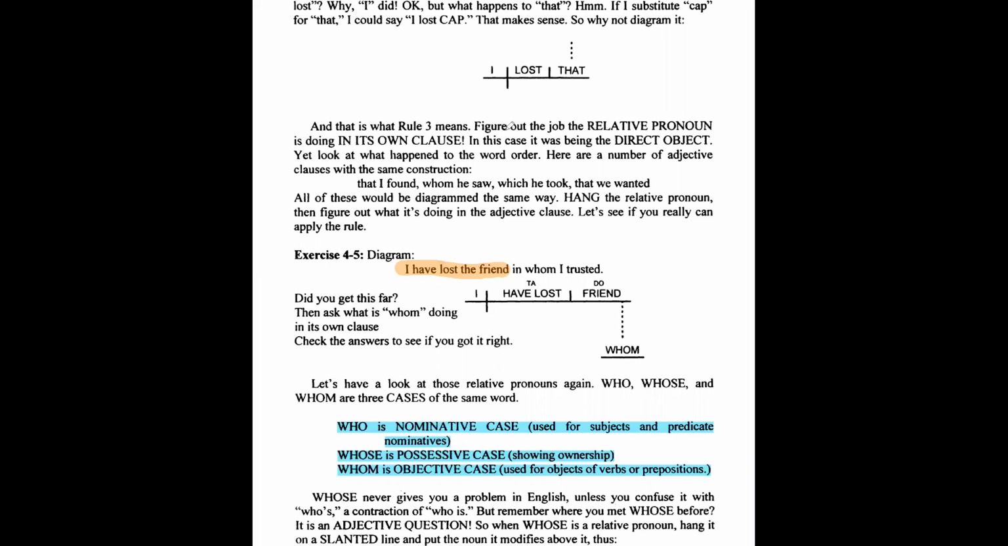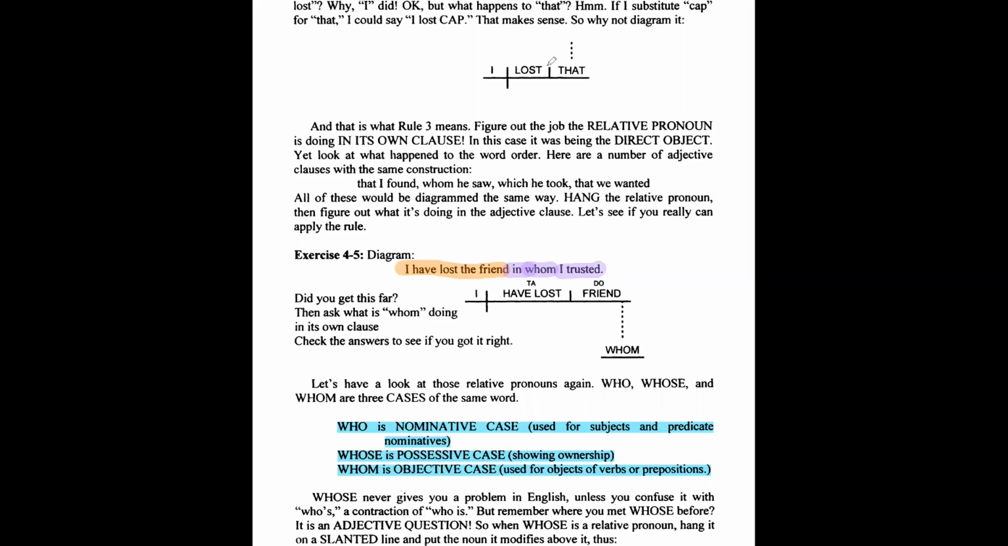Where is the relative pronoun? Whom. Whom I trusted. Okay, then what's the in doing? Right? That's a question that we have here. What is the in doing? Well, take the relative clause. How would you say it if you rearrange it? I trusted whom? No, you would say I trusted in whom. So how are you going to diagram it?